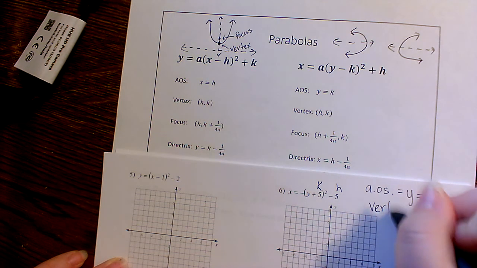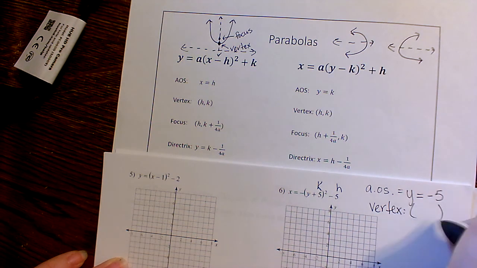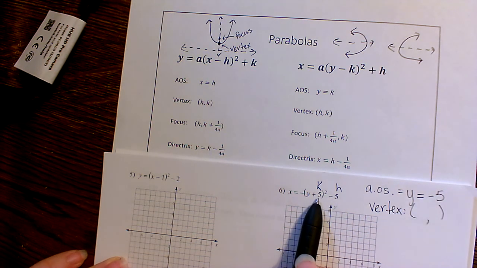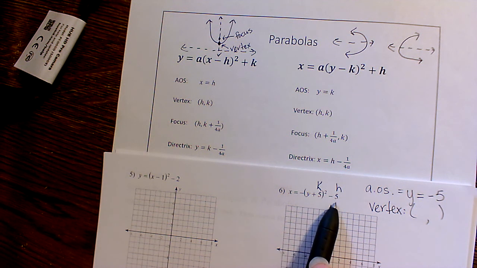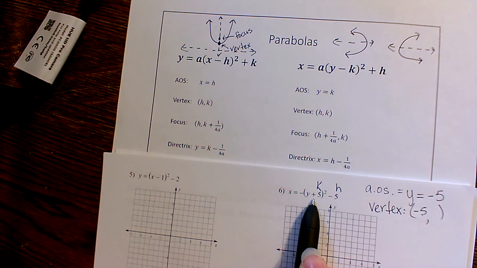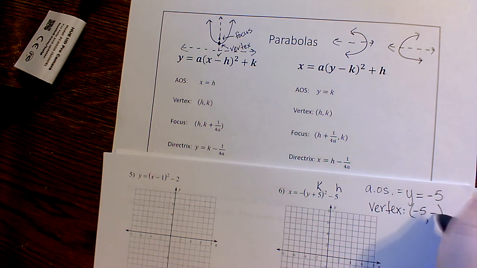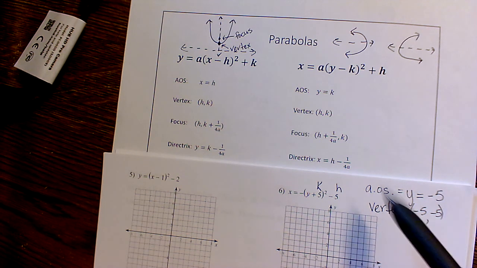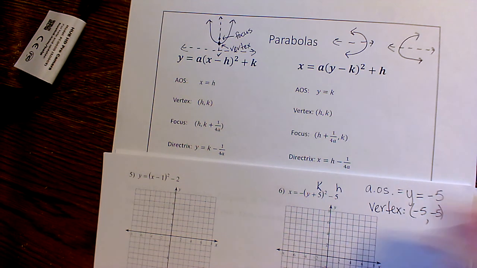To find the vertex, it is still h and k. You just have to remember that h and k have traded places on this one. So the h is -5 because that's the number at the end this time. And the k is the opposite of what's inside. So -5, -5 is going to be the vertex. So -5, -5, we can plot that point, and that is the vertex. And then the focus.